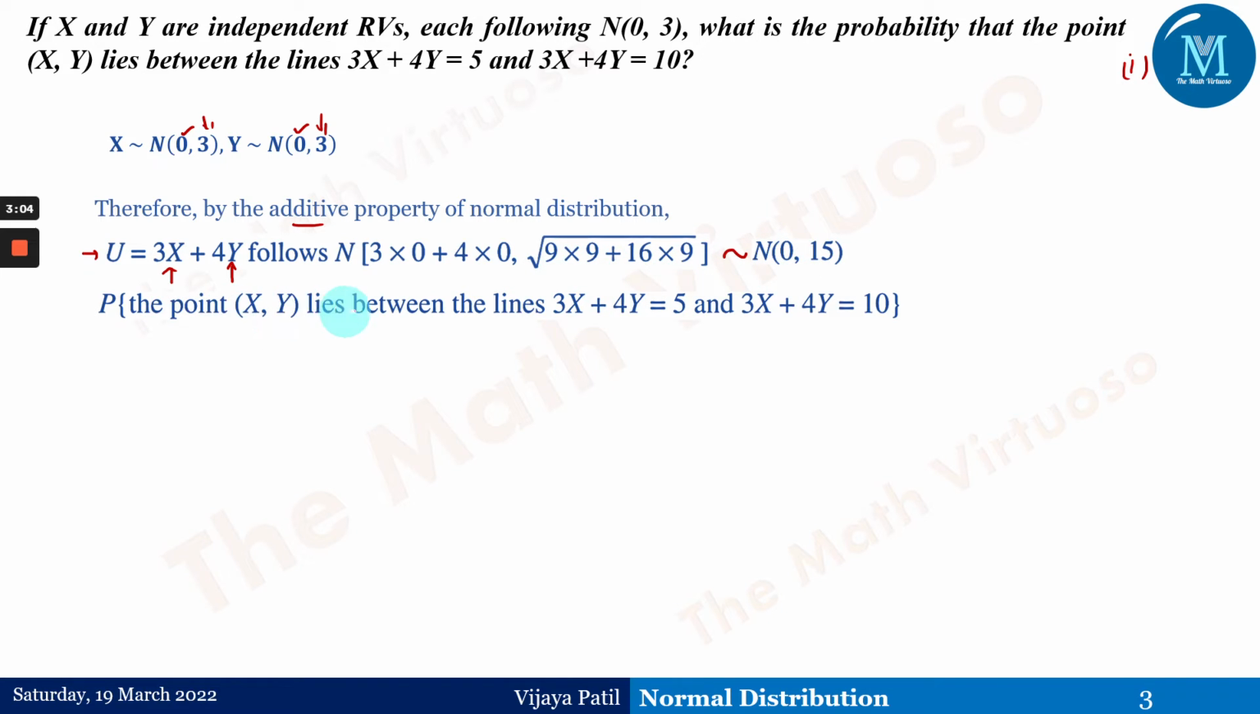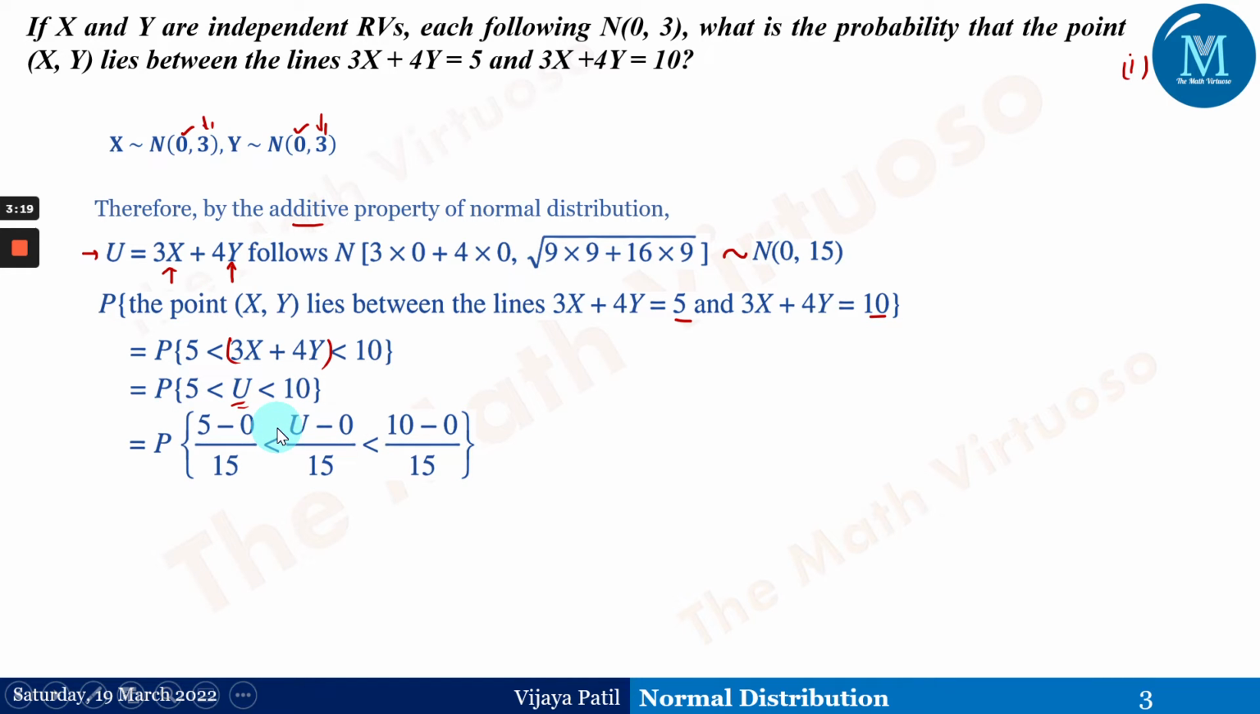So the point (x, y) lies between these two, that is 5 and 10. That means the probability is 5 less than 3x plus 4y less than 10. But this 3x plus 4y, we have said, is nothing but u, which we have defined, and therefore we have to convert this u into the standard normal distribution. What is that? z equals x minus mu upon sigma follows the normal distribution with 0, 1 as the parameters.